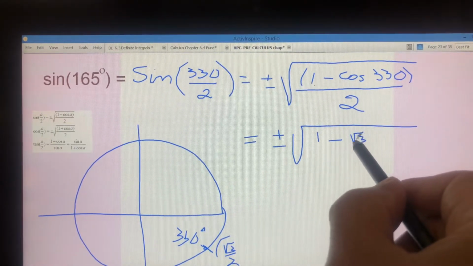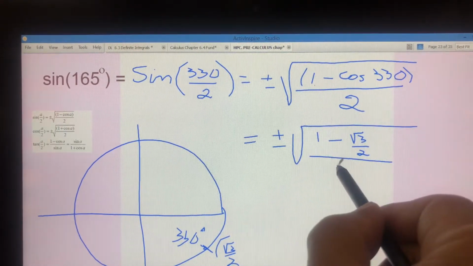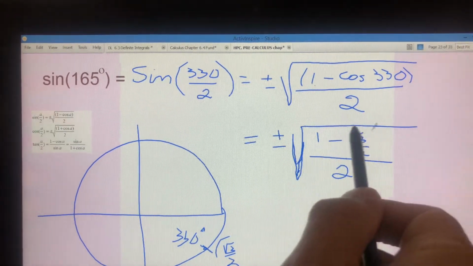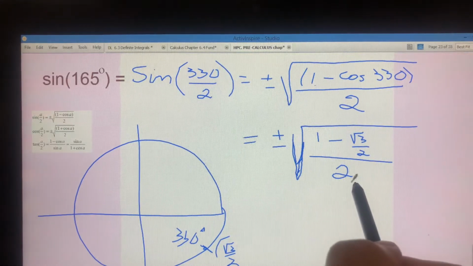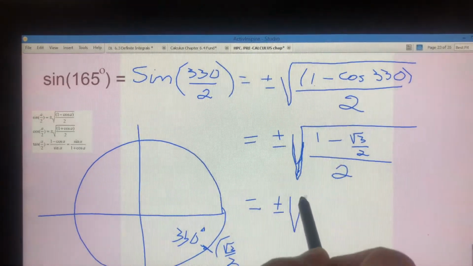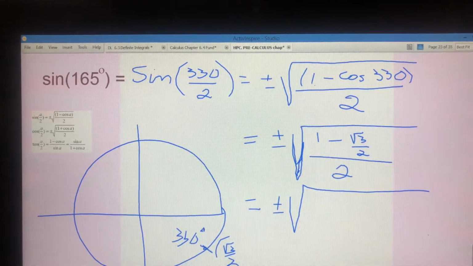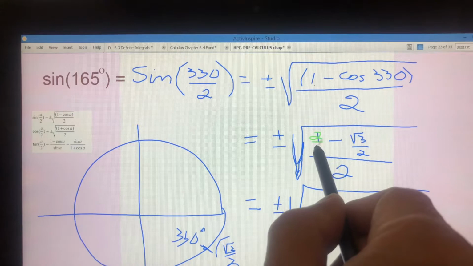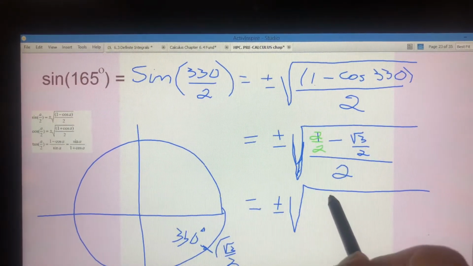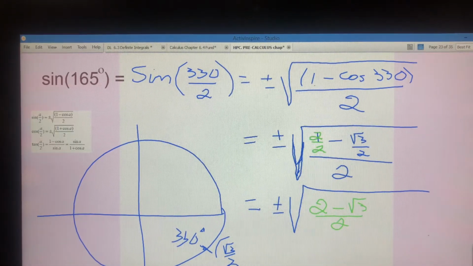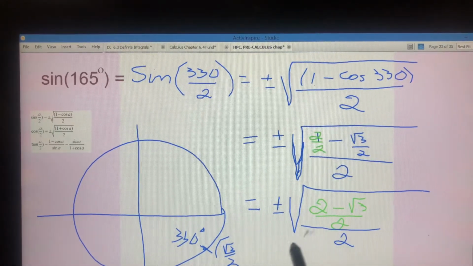Okay, so now this is a layer of fraction over fraction. You have to simplify that top fraction first and then divide by the bottom 2. So how is that going to work? Keep my plus and a minus option here. Common denominator is the key. So I'm going to make the 1 here as 2/2 because 2 divided by 2 is 1. So I'm going to get 2 minus √3 over 2. Then I have another layer of dividing by 2.